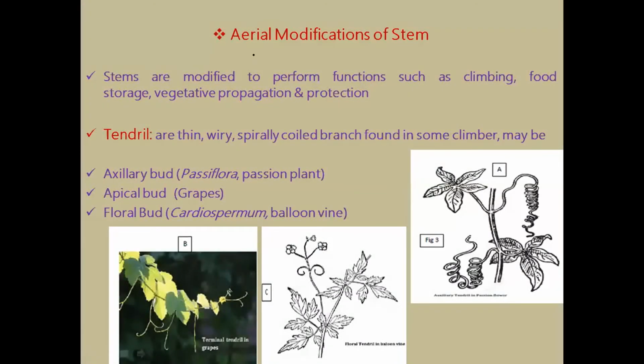The second type of stem modification is known as aerial stem modification. In this type, stems are modified to perform functions such as climbing, food storage, vegetative propagation, and protection. The first type of aerial stem modification is tendrils.